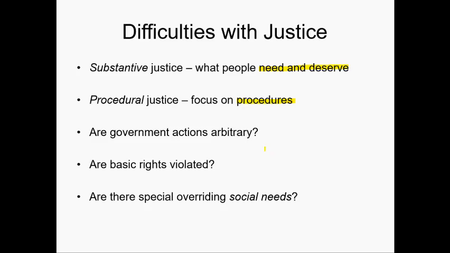So we're going to talk about three major things here. Are government actions arbitrary? Are basic rights being violated? Are there any special overriding social needs with respect to justice, as far as trade-offs with rights versus needs?